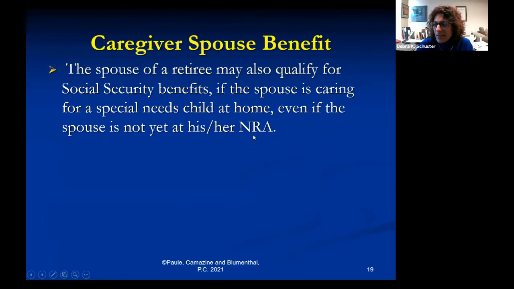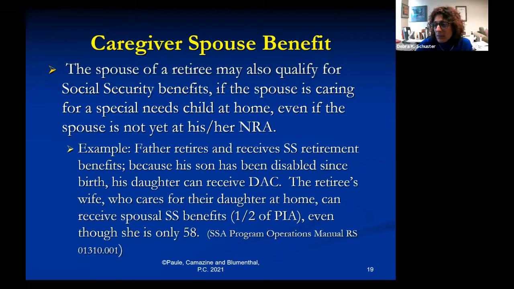So the next slide is the caregiver spouse benefit. This is the answer to the question that was asked about how much a caregiver or a spouse can receive. A spouse of a retiree may also qualify for Social Security benefits if the spouse is caring for a special needs child at home, even if the spouse is not yet at her normal retirement age or age 62, and that would be 50%.